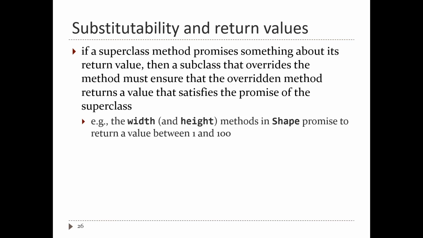Now, methods can also promise something about what values they return. So methods also have postconditions. If a superclass method promises something about a return value, then the subclass that overrides the method must ensure that the overridden method returns a value that satisfies the promise of the superclass. So as an example, the width method in shape promises to return a value between 1 and 100.